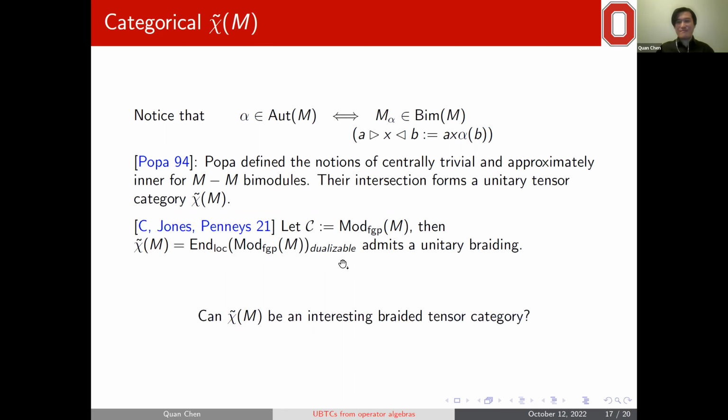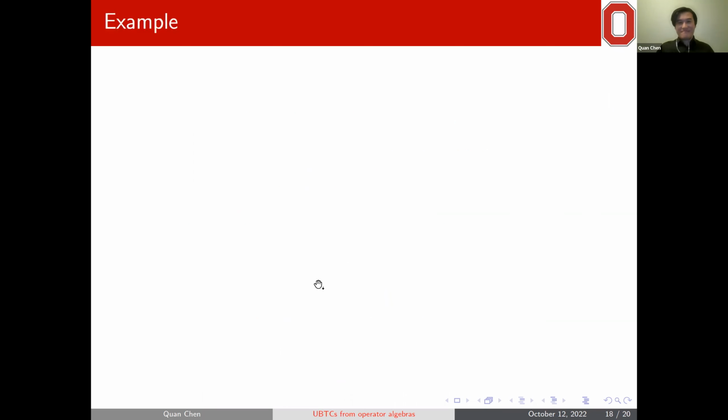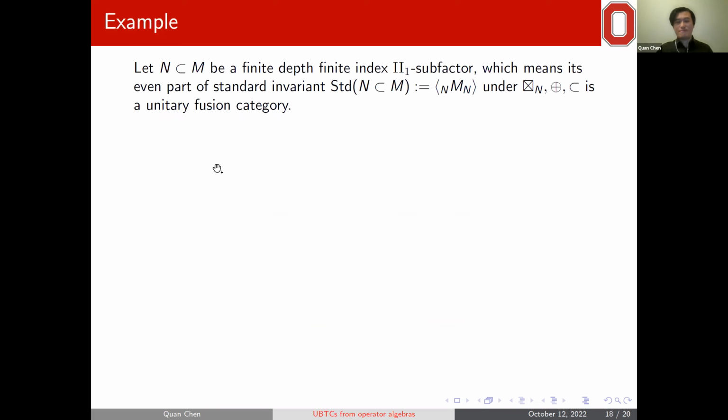So now people may ask, so far we defined a very nice braided tensor category. Is that interesting? Whether it's always Hilb, the trivial category? The answer is this category could be extremely interesting. Okay, so let's start with some old results for subfactors.